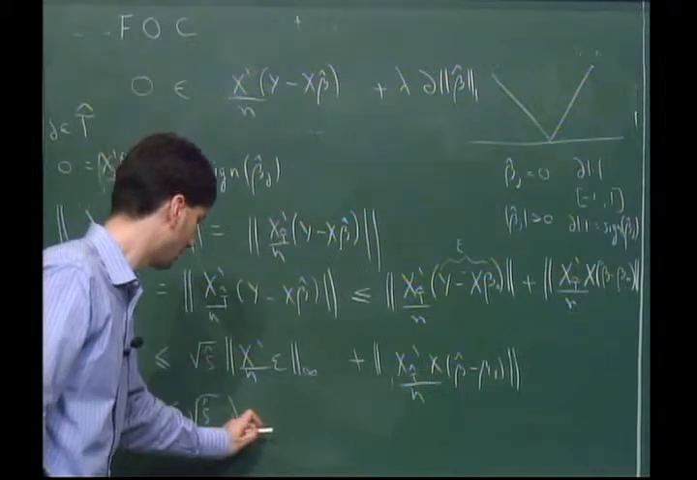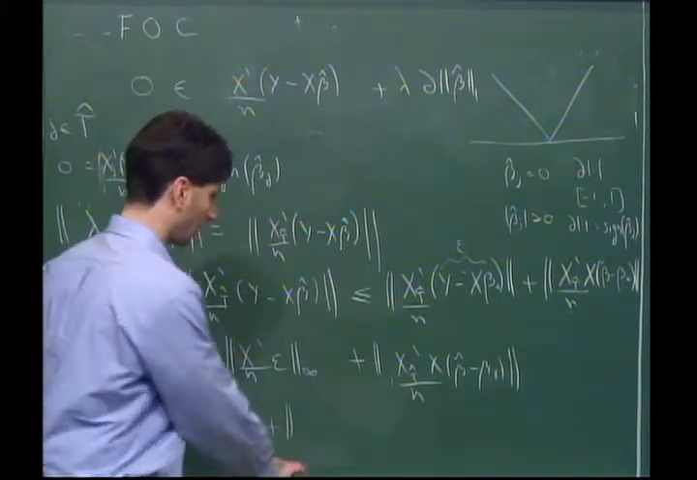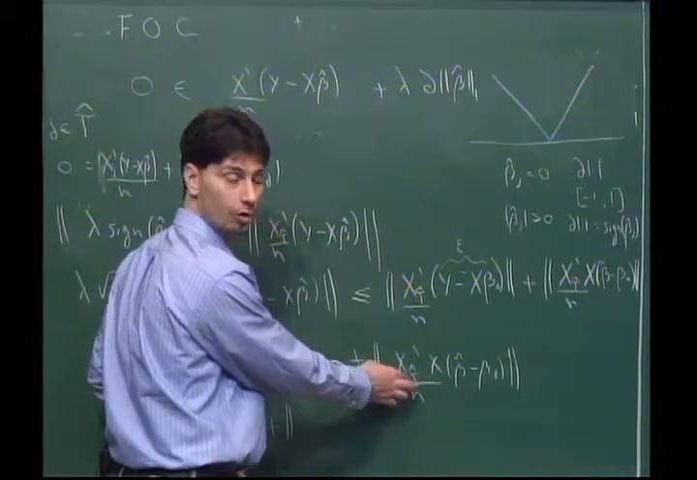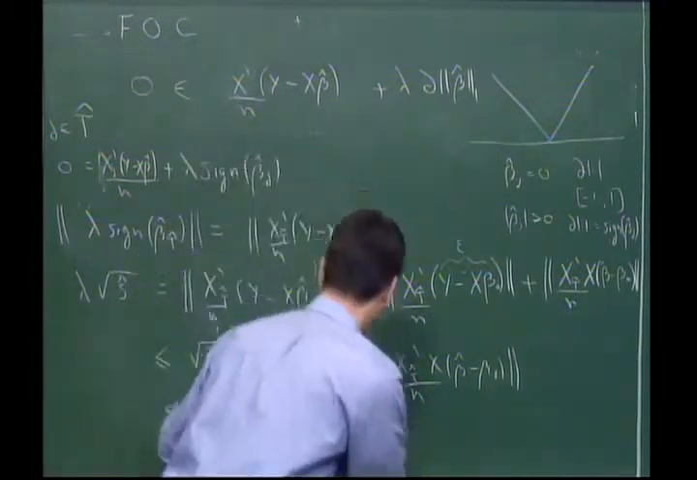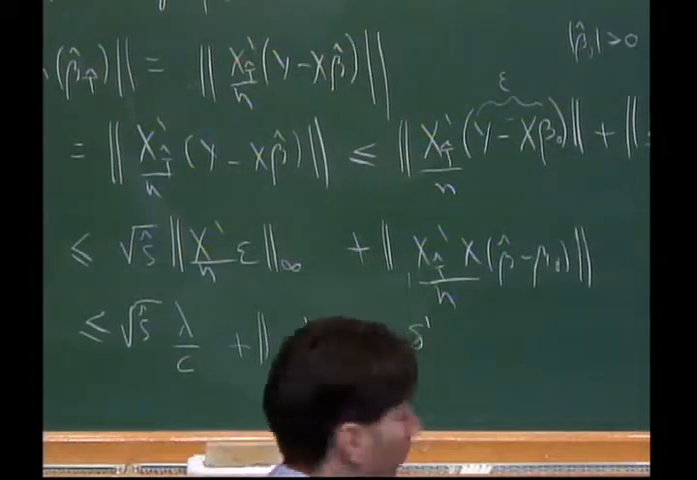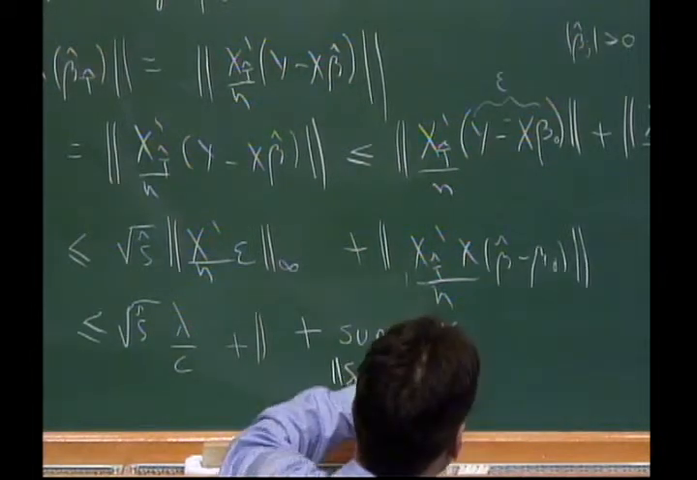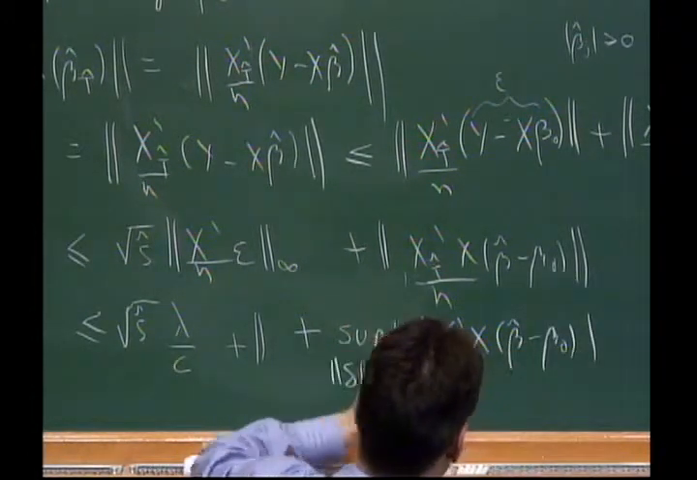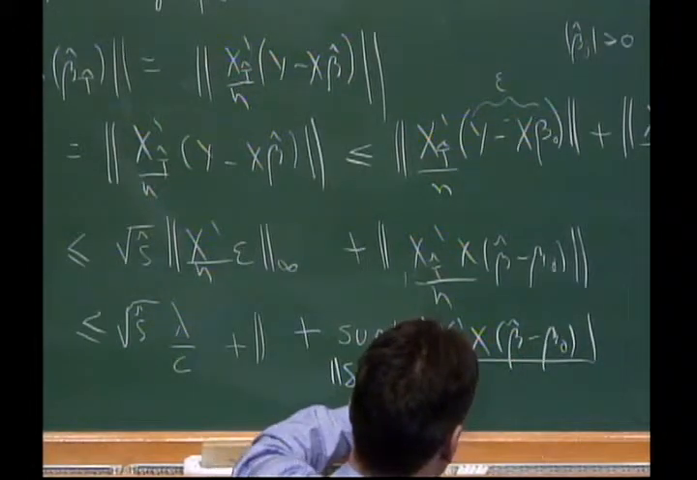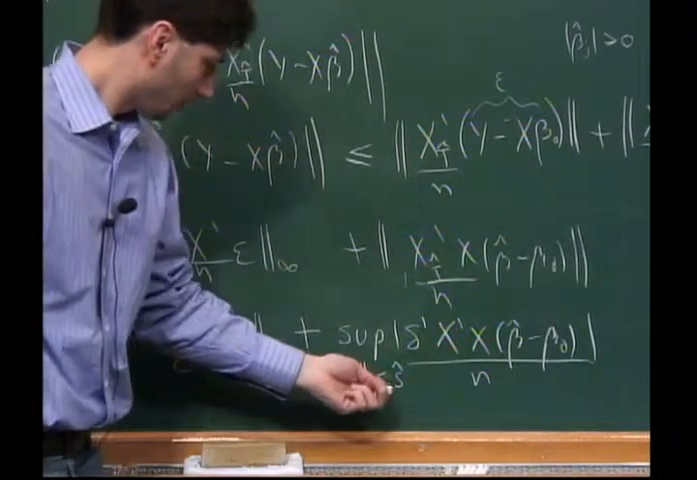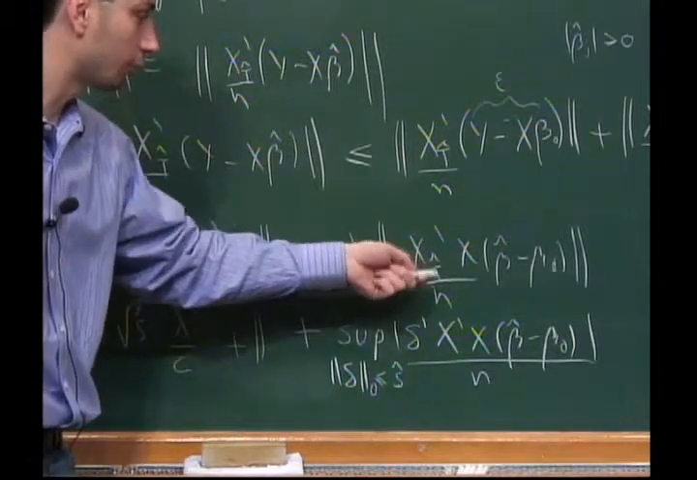It's a further bound. And then here I'm picking S hat components of these S hat columns from the matrix X. So this lets me further bound by the sup over delta, where delta are sparse vectors of order S hat. So this provides me with an upper bound. I only need to look at sparse vectors to be able to account for this potential selection here.